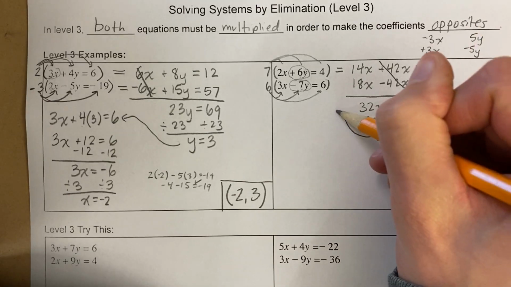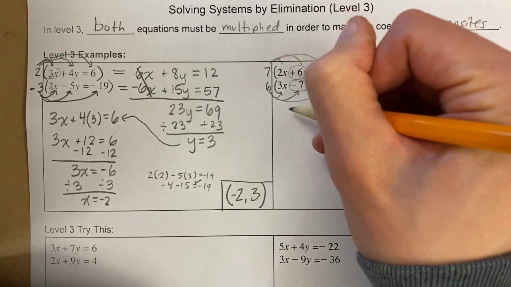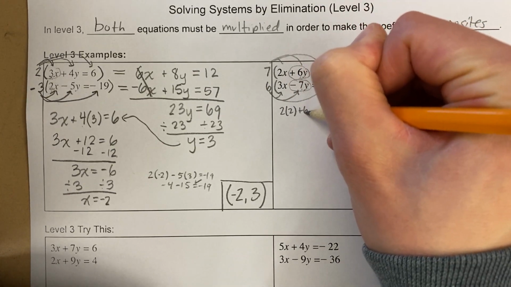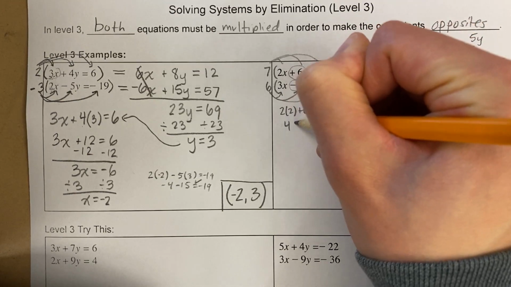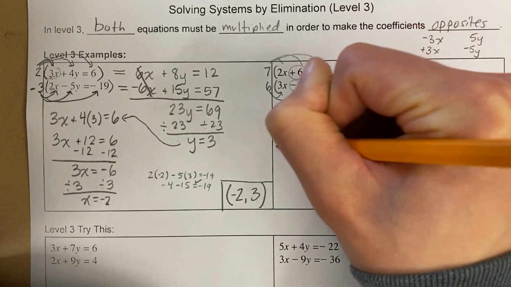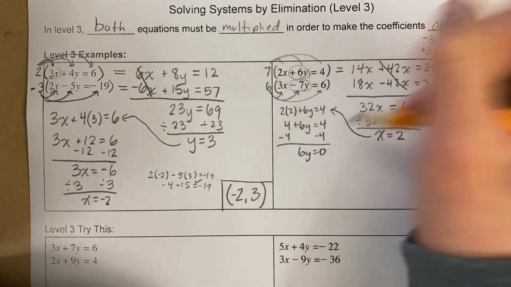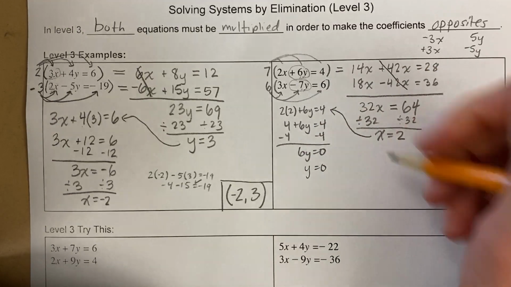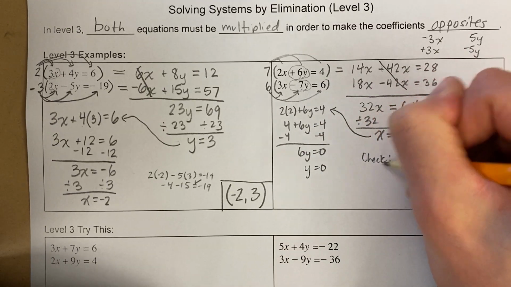Let's plug back in and find y. I'm plugging in 2 for x. I get 6y equals 0. When I divide by 6 on both sides, I know that y equals 0. Right? And let's just check that really quick.